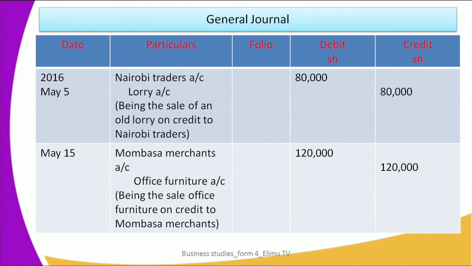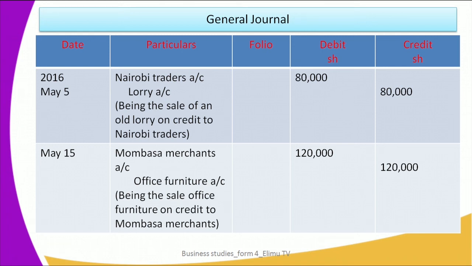Like now, for the first one, we have an old lorry worth 80,000 being sold to Nairobi traders on credit. So Nairobi traders are our debtors. And remember, what are our debtors? Debtors are assets. And how do we treat assets? An increase in asset is debited and a decrease in asset is credited. So what we are going to do, remember, in every transaction there is always an account to be debited and an account to be credited.